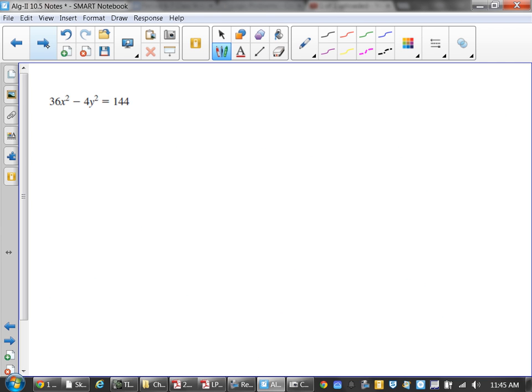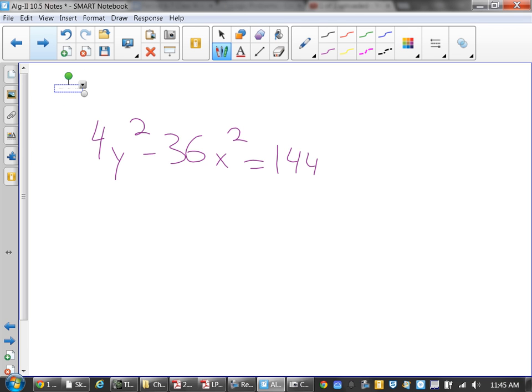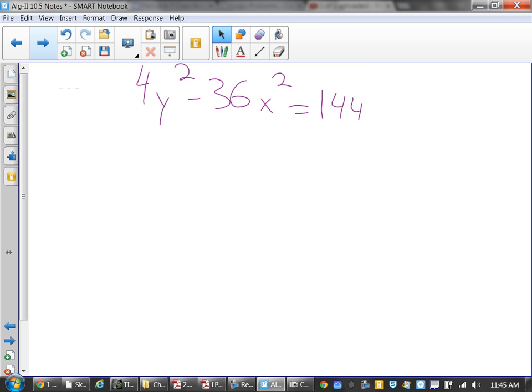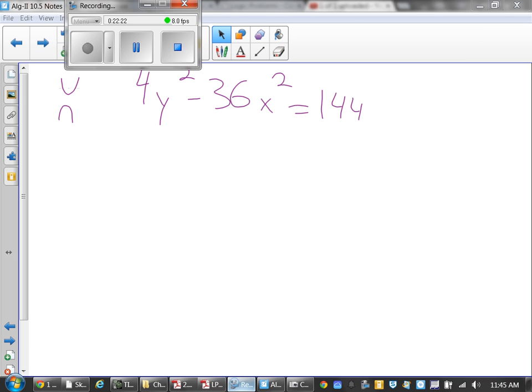Let's do one more that has the x's and y's flip-flopped. So let's do 4y squared minus 36x squared equals 144. I just wanted you guys to see that sometimes hyperbolas do actually go the other direction. Since the y squared came first, what direction is this going to go? Up and down. So what do you have to do to make this work first? So go ahead and do that one, and I'll check it in a minute.